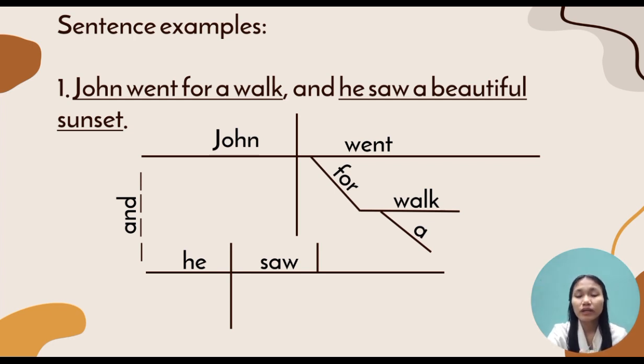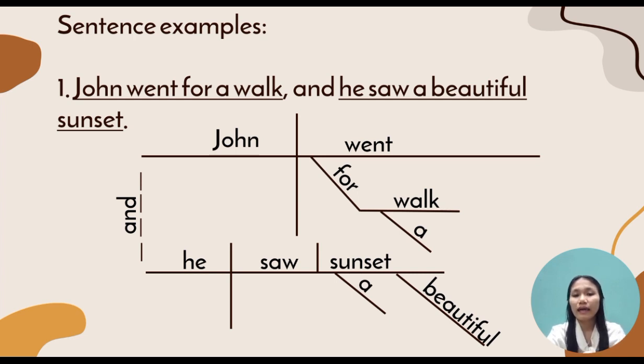So we are going to draw a vertical line which is not passing our horizontal line. And for the words that are connected to our direct object, they should be written below our direct object using a slanting line. So that's it. John went for a walk and he saw a beautiful sunset.